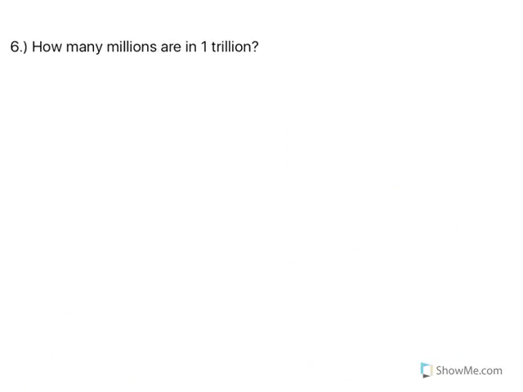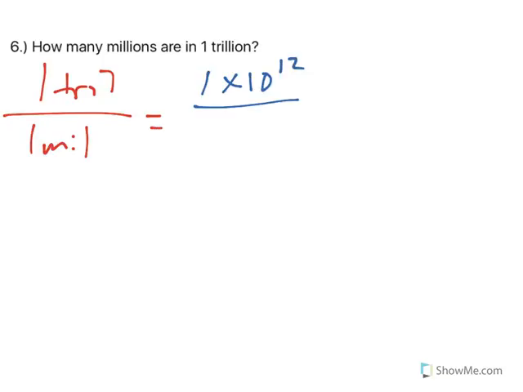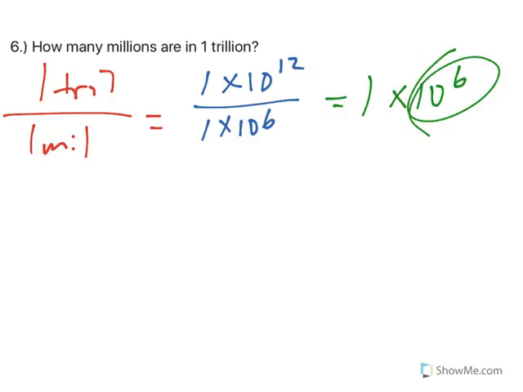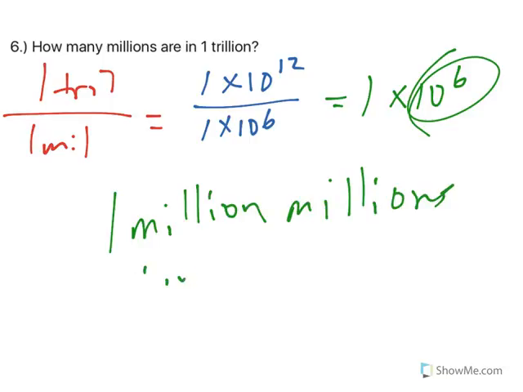All right, let's go to 6. Same concept. How many millions are in a trillion? Well, that means we're going to put the 1 trillion on the top and the 1 million on the bottom. Trillion is 1 times 10 to the 12th. Million is 1 times 10 to the 6th. So scientific notation, using the quotient rule, 1 times 10 to the 6th. Well, 10 to the 6th is million. So there are 1 million millions in a trillion.